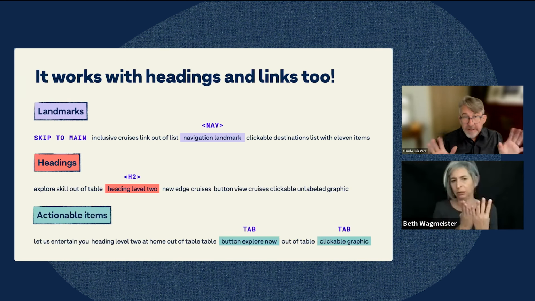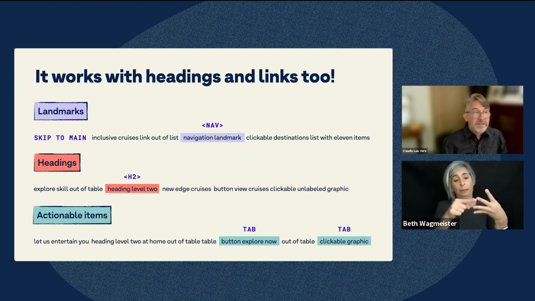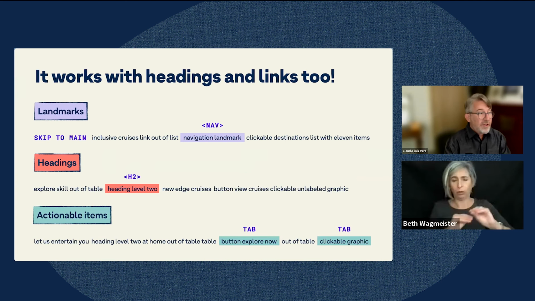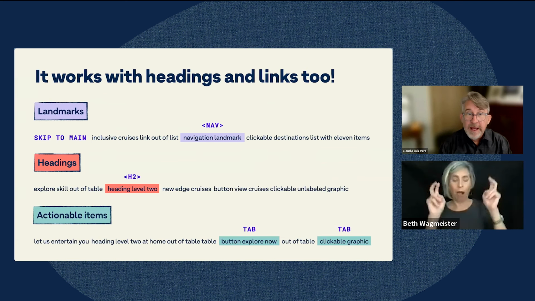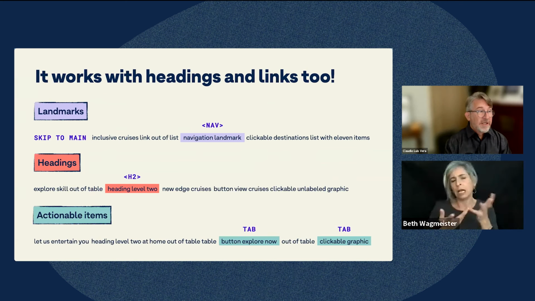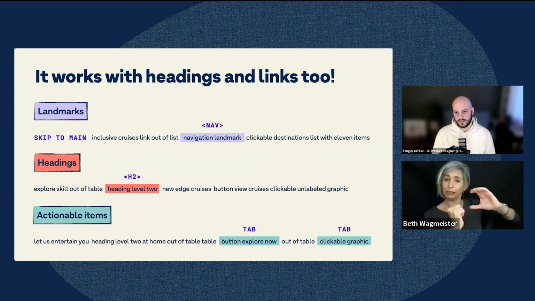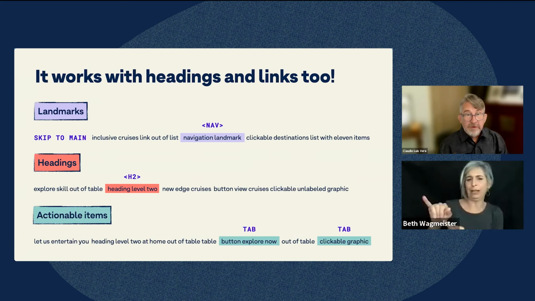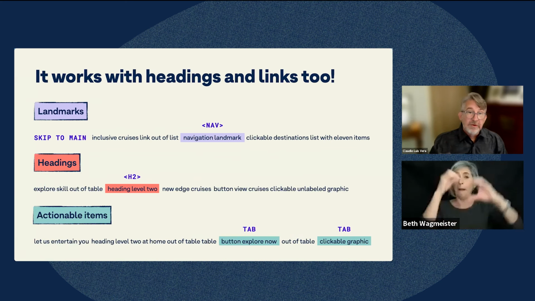Now, there are other ways that you can also jump around. You have landmarks, you have headings, and you have actionable items, by which most people mean links. With landmarks, you can use a key like an L key or a D key, depending on the screen reader you're using, and that would jump you from one landmark to the next.